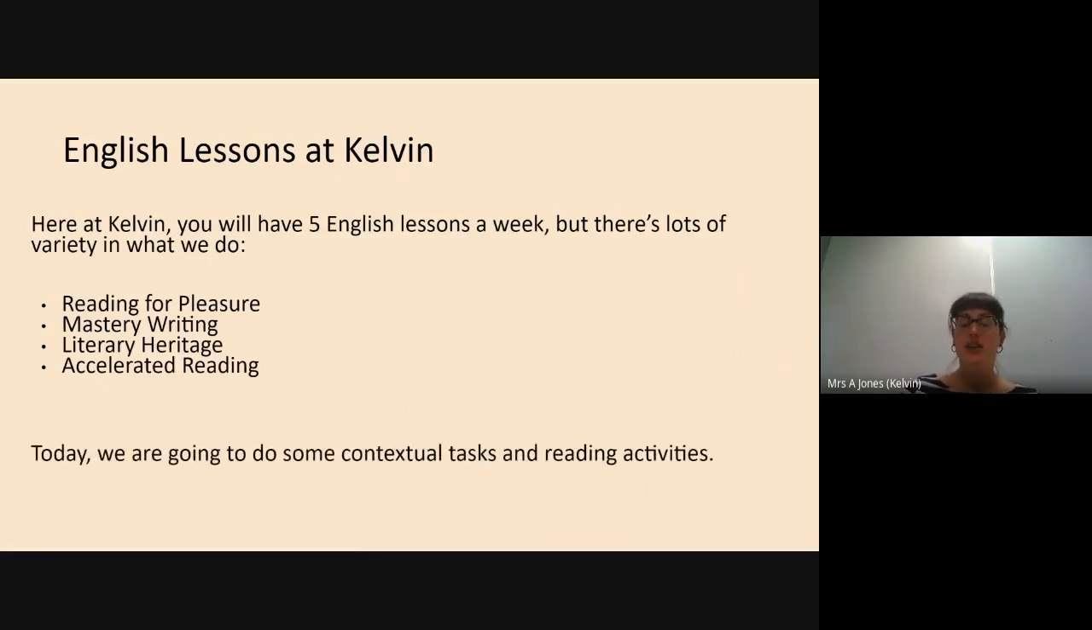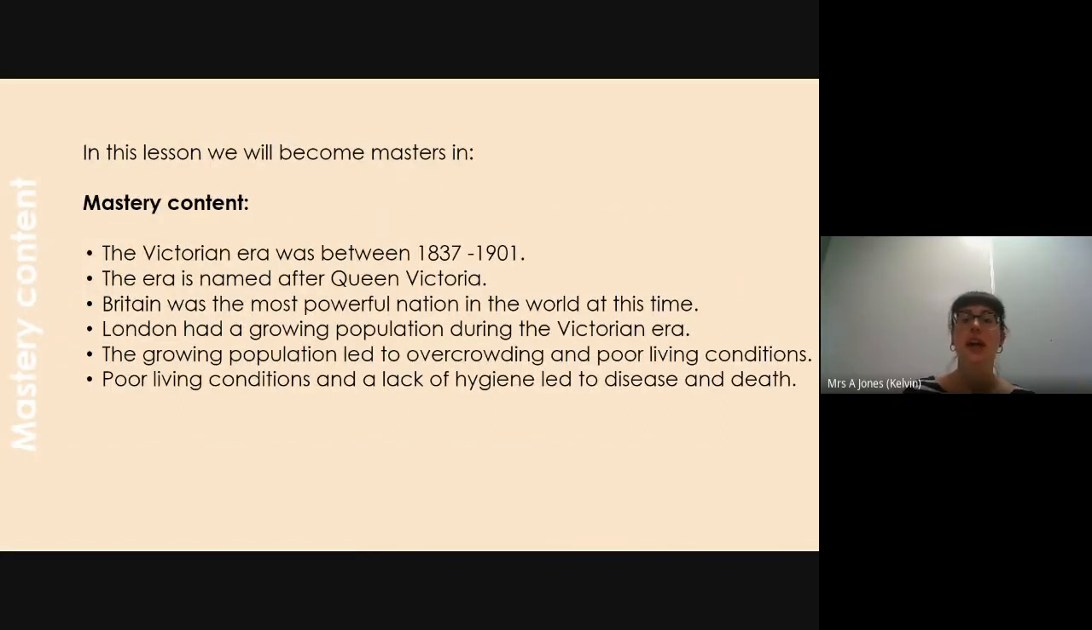Okay, so today we're going to look at some contextual tasks and some reading activities. So let's get started. So in this lesson, we're going to become masters in all of these things. I won't read them all out to you, but we're going to look at the Victorian era. We're going to look at why that era was called that, because Queen Victoria was in reign. We're going to look at Britain being the most powerful nation, and a little bit about the lives of Londoners at the time.